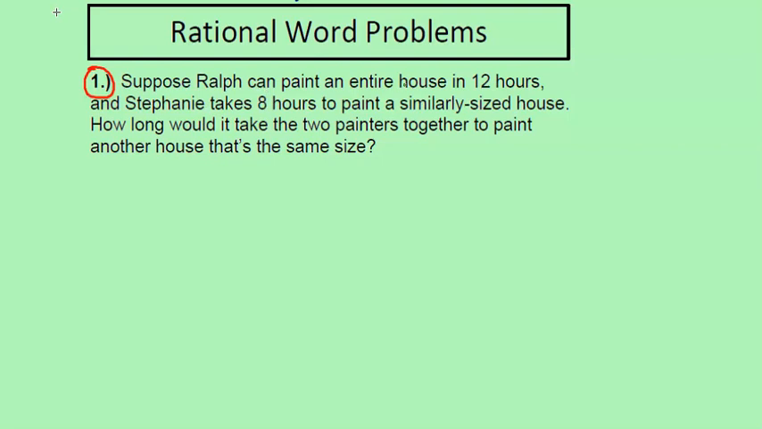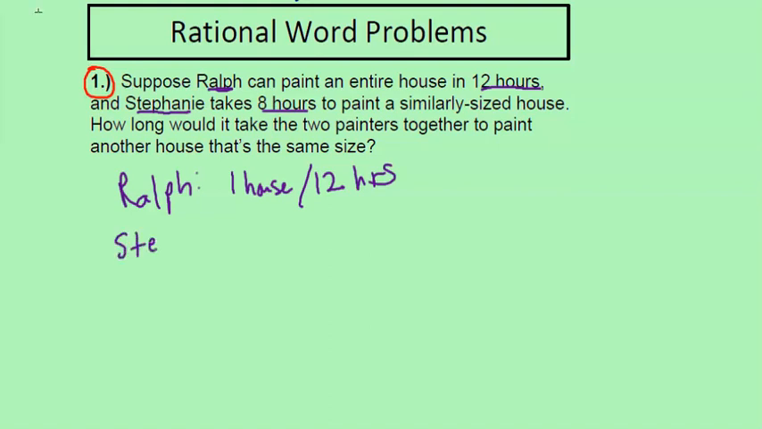So let's underline some key things. We're talking about Ralph, and he could paint the house in 12 hours, and then we have Stephanie that takes 8 hours. So we can write those down. And then Stephanie, one house per 8 hours.